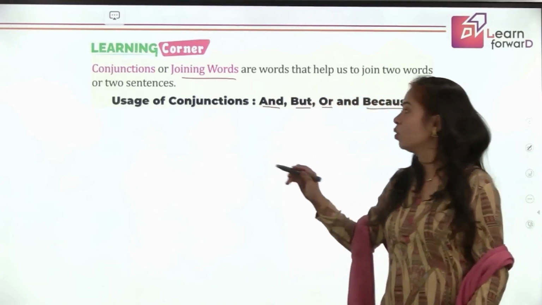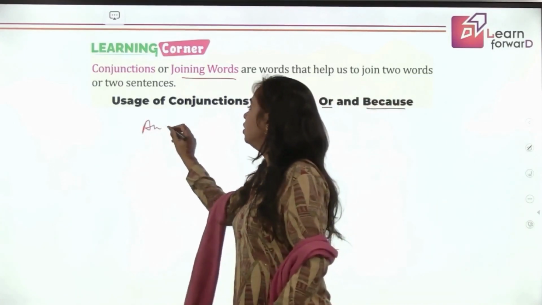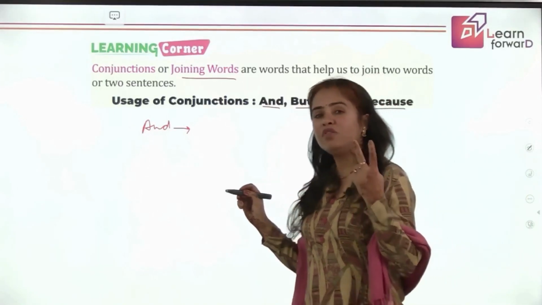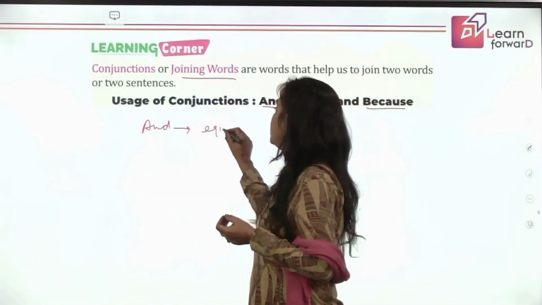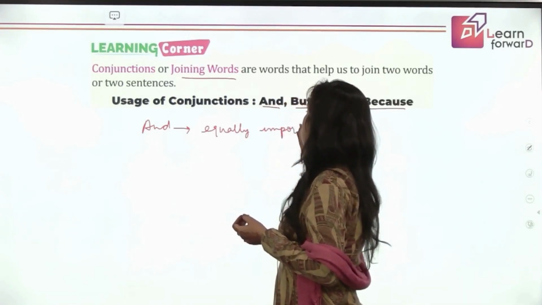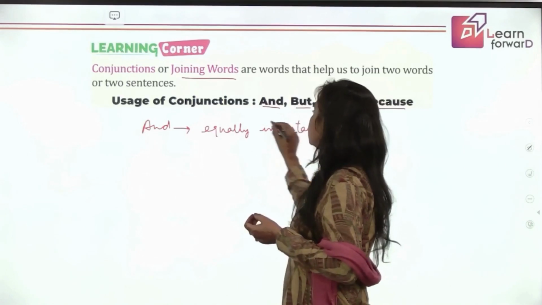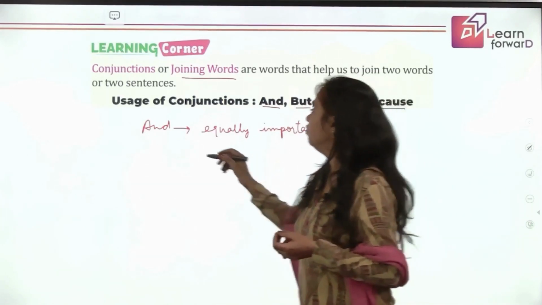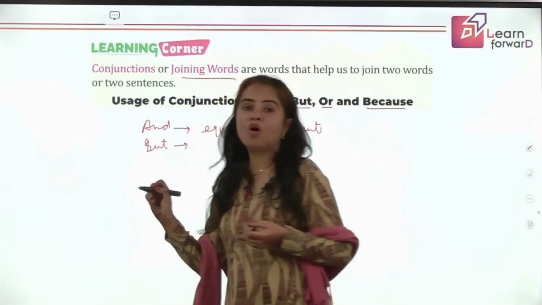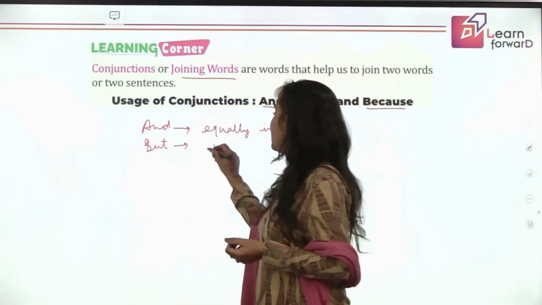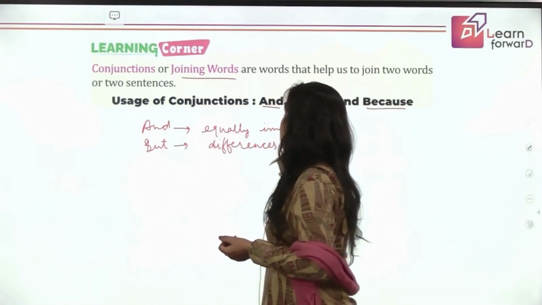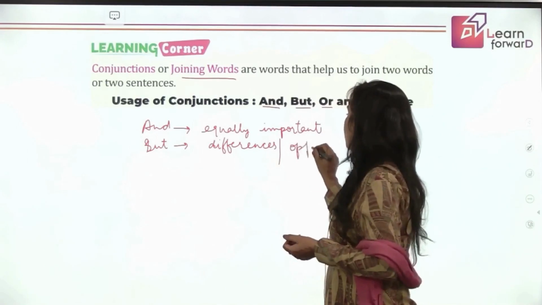Let's quickly recall. And is used when the two things, the two words, two phrases we are joining, are equally important. Right? When they are of the same nature. Then we use but when we talk of the differences. Yes, you remember that from grade 1. When we talk about the differences, when you talk about the opposites.